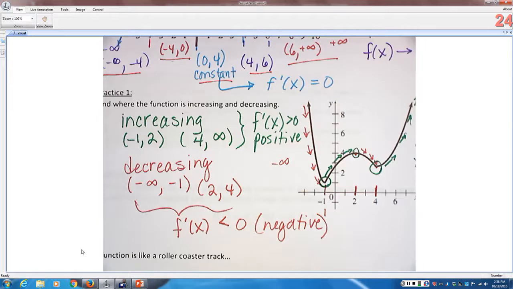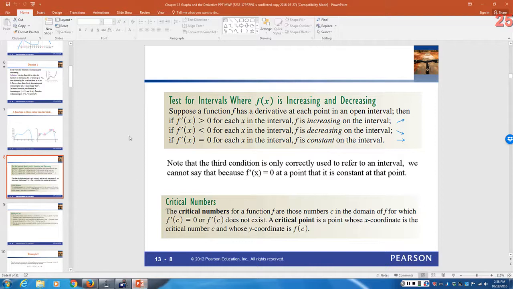And I think it's easier to understand when it talks about critical points if you actually look at a graph and determine where the critical points are, because you can see where either the derivative is 0 or where it doesn't exist. So those are our critical numbers or critical points.